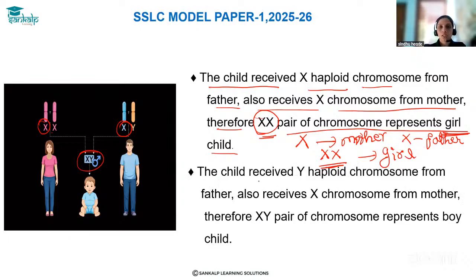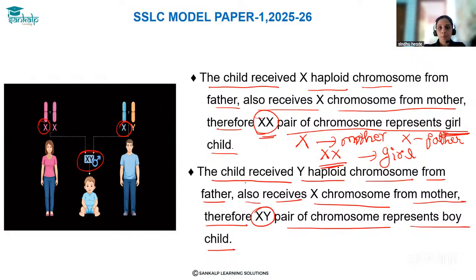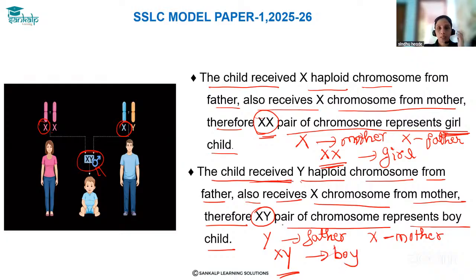If suppose the child receives a Y haploid chromosome from father and also receives an X chromosome from mother, therefore the X and Y pair of chromosomes represents a boy child. See, at the time of zygote formation, here the child receives a Y haploid chromosome from father and X from mother. So finally the X and Y pair of chromosomes represents the boy child. So this is the way of determination of sex of the child.